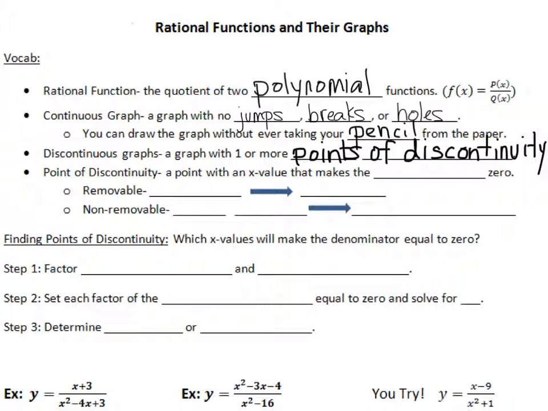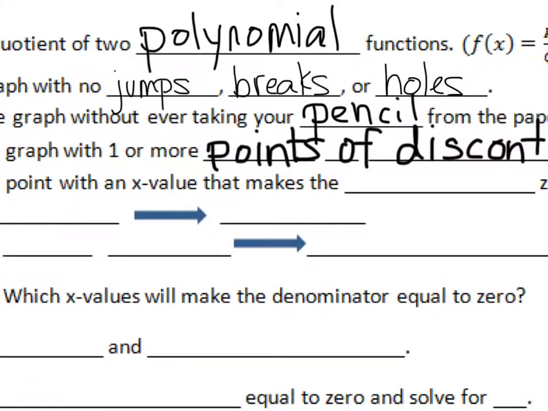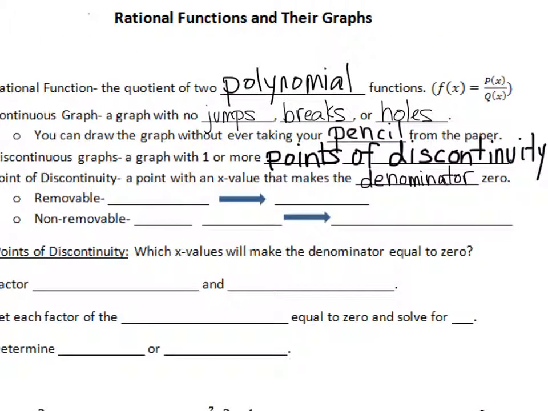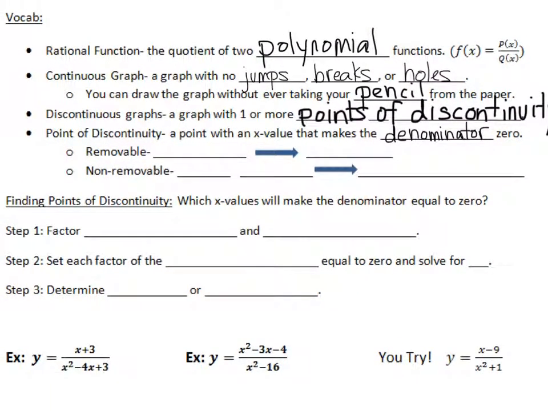So a point of discontinuity, how we find that is if you have a point with an x value that makes your denominator 0. You're not allowed to have a denominator of 0. So you can't have a point on the graph where that exists. And when that happens, it means that your line jumps over or has a break or what we call a hole. There are two types of these points. They're what we call removable or non-removable.